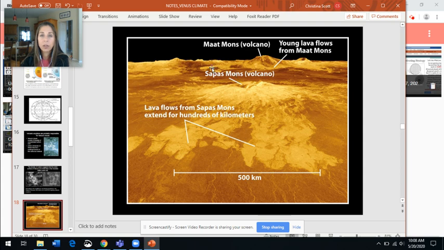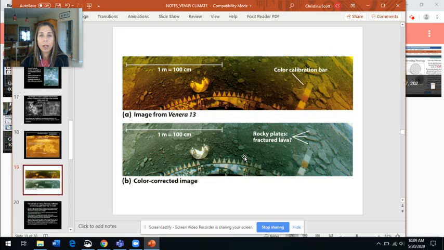Here are some features. The Maat Mons volcano, a young lava flow from Maat Mons, evidence of volcanic features. Another lava flow here, which is over 500 kilometers in length. Here's another picture from the Venera 13 probe. Some rocky, fractured lava, maybe.